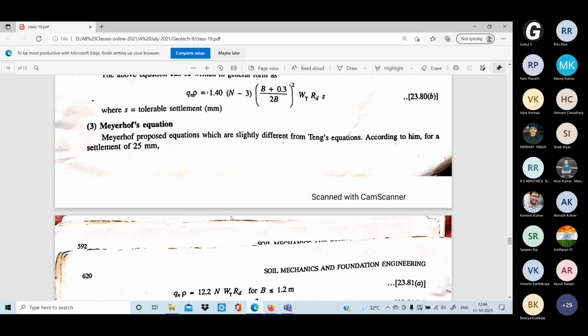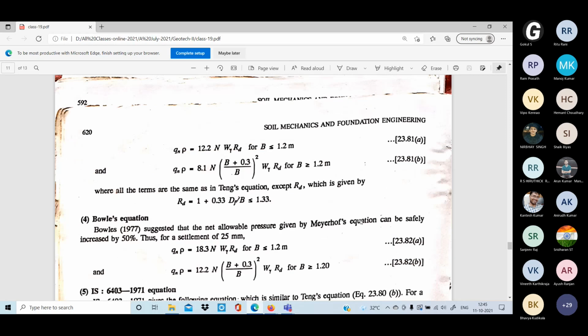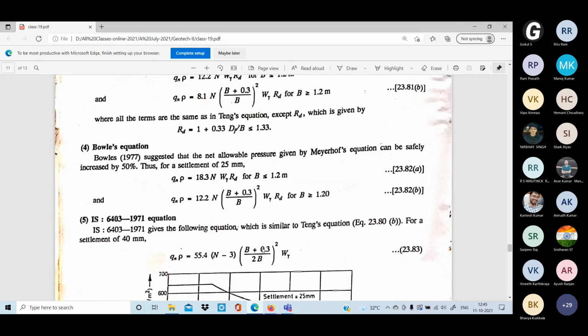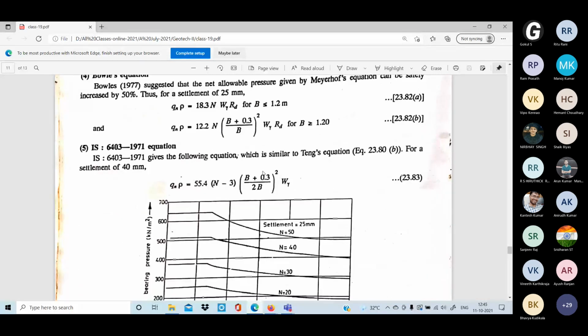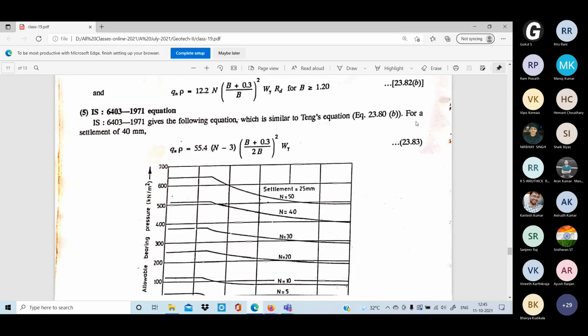Meyerhof also gave these formulas for a 25 mm settlement. Bowles also gave formulas, and suggested that the net allowable pressure given by Meyerhof can be safely increased by 50%. That means whatever formulas he has given, it can be increased by 50%. These are the recent research, I would say. So by using the N values, how can we find out the safe pressure?